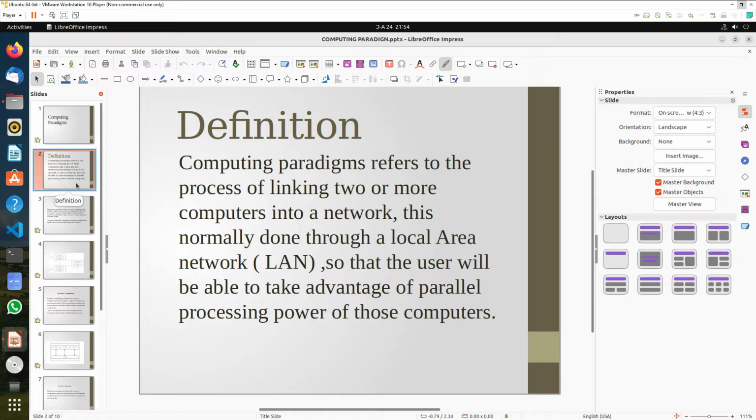Computing paradigms is just like the process of linking two or more computers together locally. So we are using a local area network, as indicated over here, to connect two or more computers together so that they can process information, they can process data, they can compute together as one. You get it? Because it's a network, they share everything among themselves.